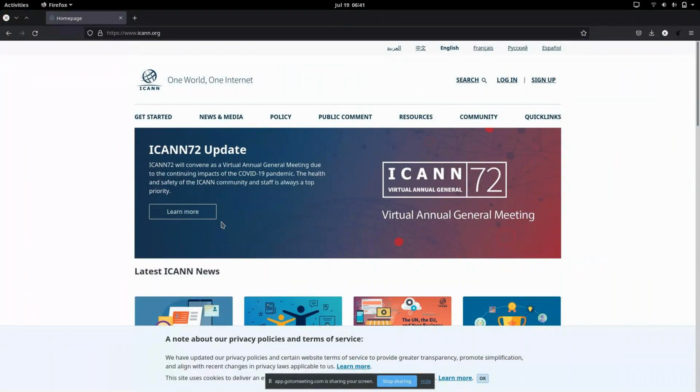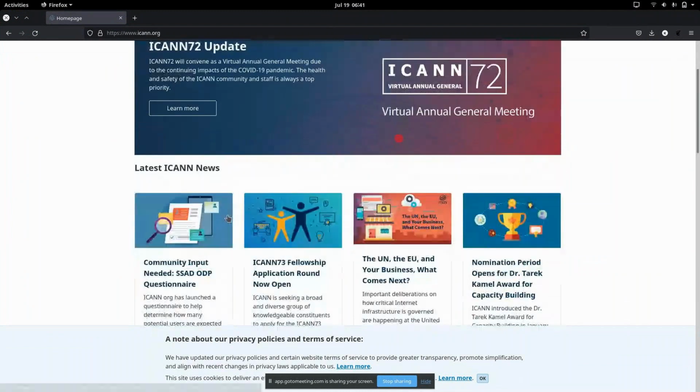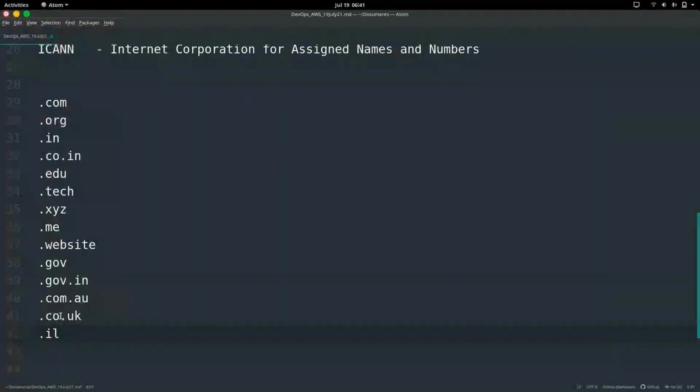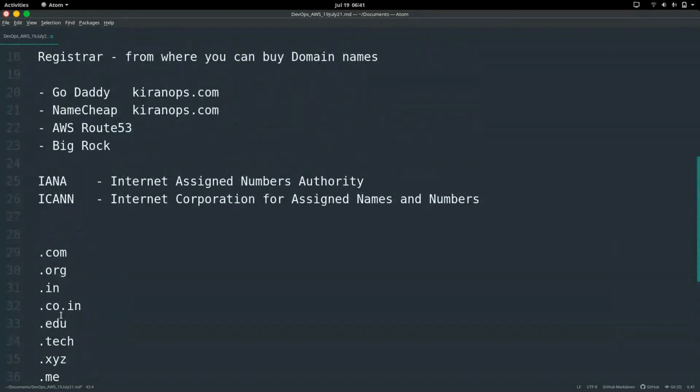So what is ICANN? ICANN is the organization which makes decisions on these things, like what top level domain should be allowed. It also creates the central database of all the domains, for all the websites, all the domain names. So even if I buy from GoDaddy, when I search in Namecheap, Namecheap searches in the ICANN database, not in its own database, and sees if kiranops.com is taken by someone. If it's already taken, it says it is not available.